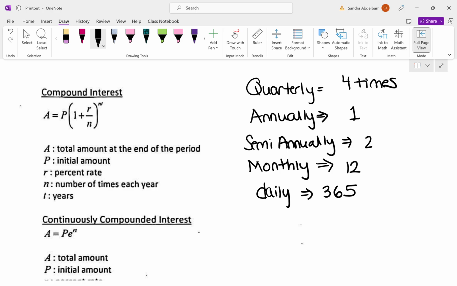Okay. So P is your initial amount, your principal amount. How much did you start off with? R is the rate. N is the number of times each year. And T is the time.